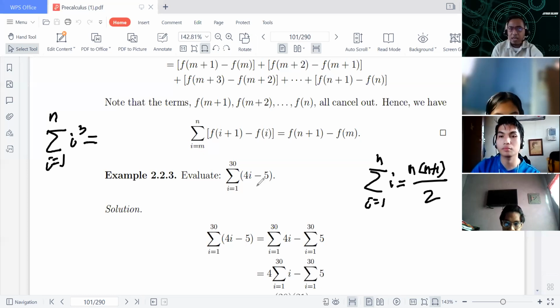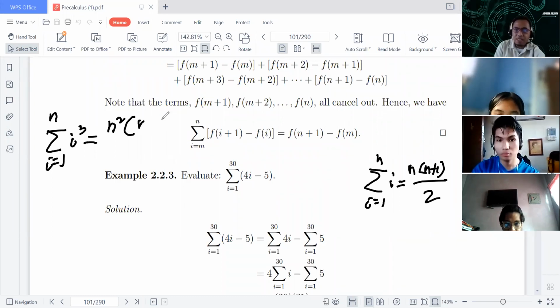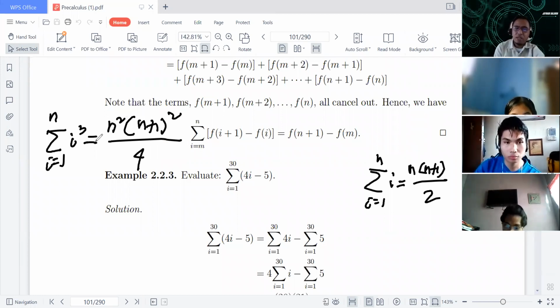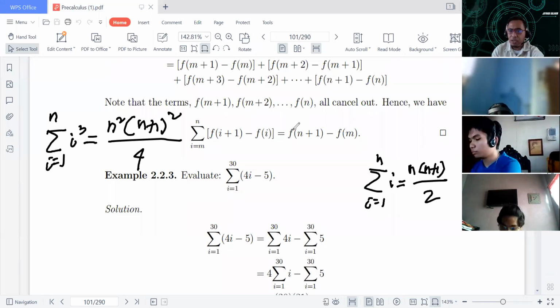Right? Over 2. If you have cube, class, the formula is just the square of this. This is just n squared times n plus 1 squared all over 4. This is just the square of this, if you have i cubed. Got it? That is the formula if you are given this. I will leave those formulas to you, they are important so you can proceed to the examples. Anyway, I already gave you a copy so you can go over the formulas that I mentioned a while ago.